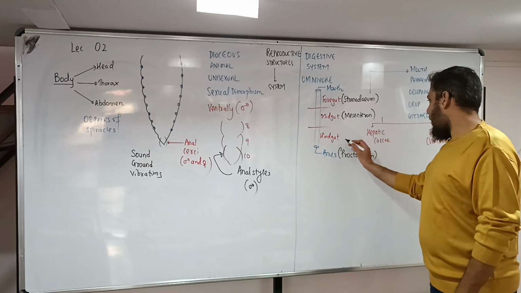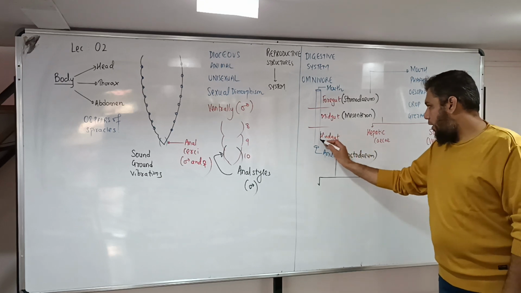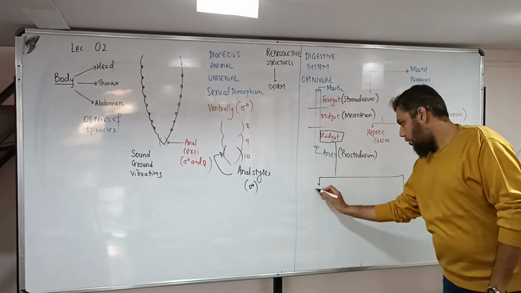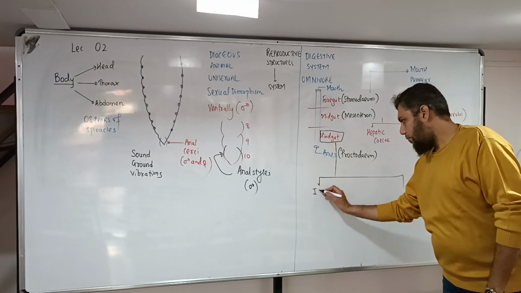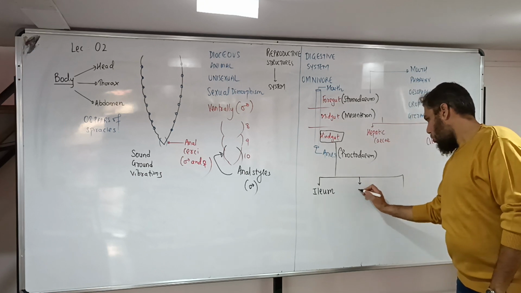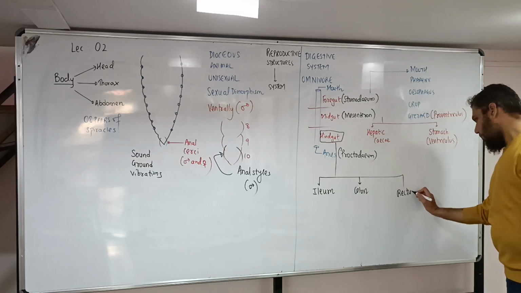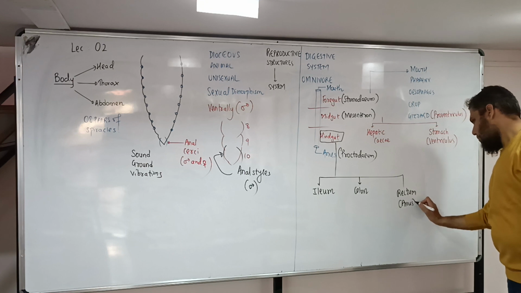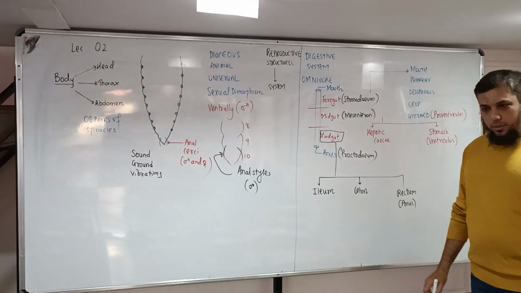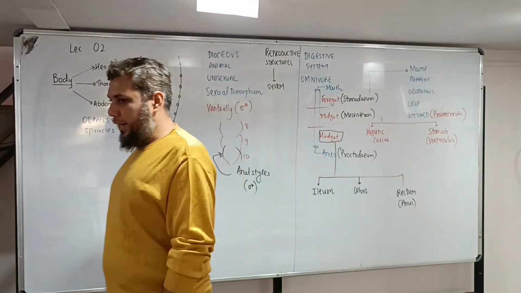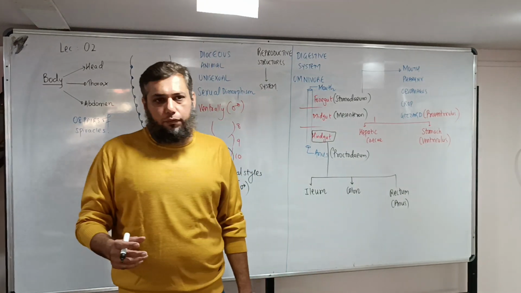And the hindgut. Which part? Hindgut, where is the arrow coming from? It is coming from the hindgut. The hindgut is divided into ileum, colon, rectum, whose opening is anus. Samajh gaya? So what are the parts of the hindgut? Ileum, colon, rectum. Okay? And it shows the presence of digestive glands in the form of salivary glands.